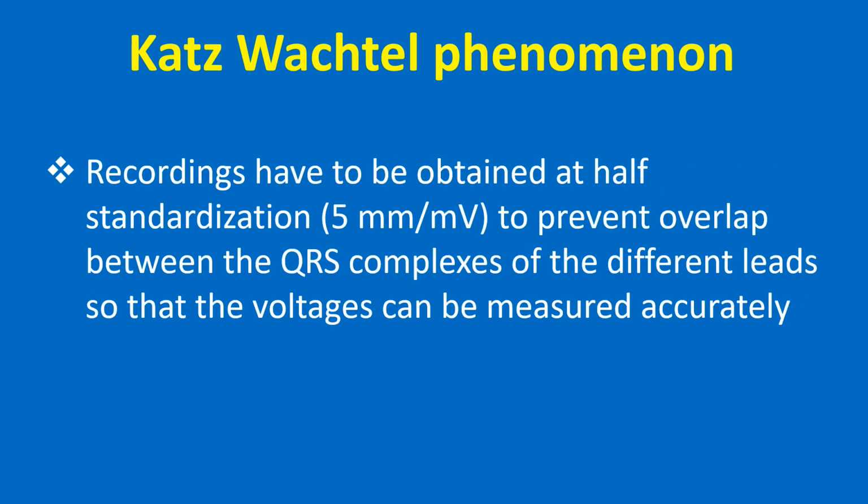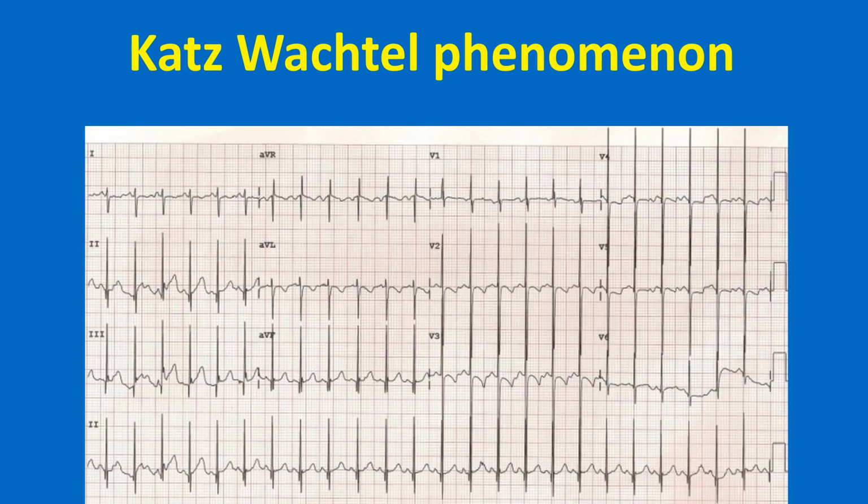Recordings have to be obtained at half standardization, that is 5 mm per millivolt, to prevent overlap between the QRS complexes of the different leads so that the voltages can be measured accurately. Tall biphasic QRS complexes are seen in leads V2 to V5 in this ECG, suggestive of Katz-Wachtel phenomenon. Overlap of QRS complexes between leads above and below are visible, indicating the need for a recording in half standardization. QRS complexes are predominantly negative in leads 1 and AVL, indicating right axis deviation of QRS.